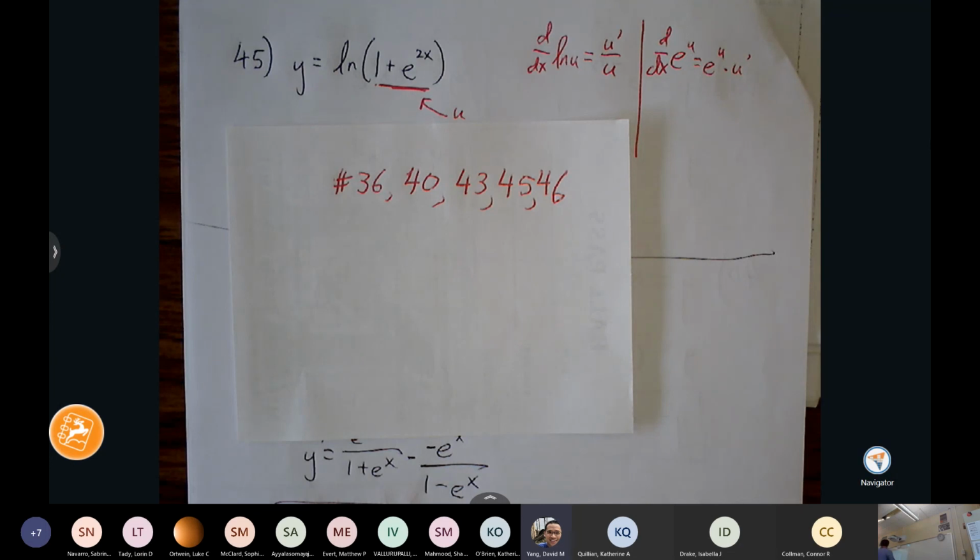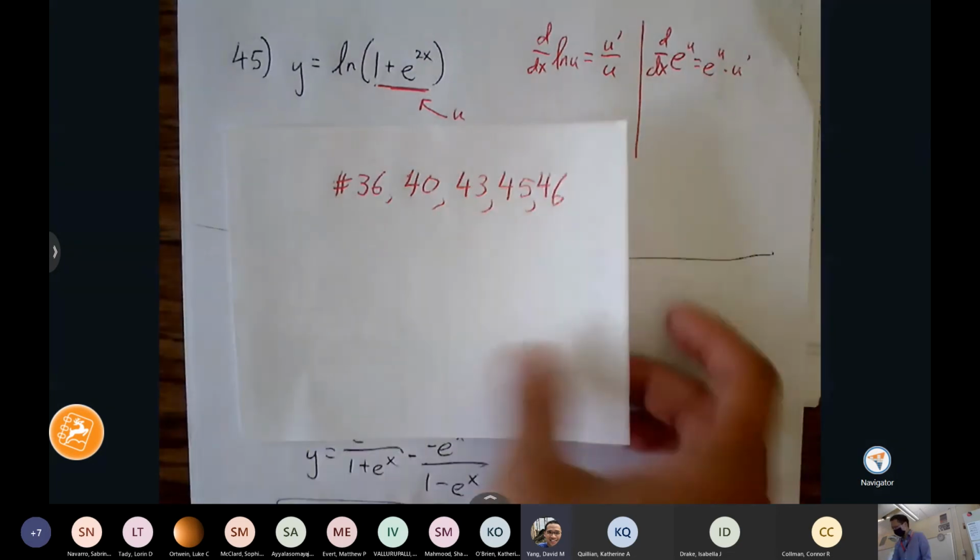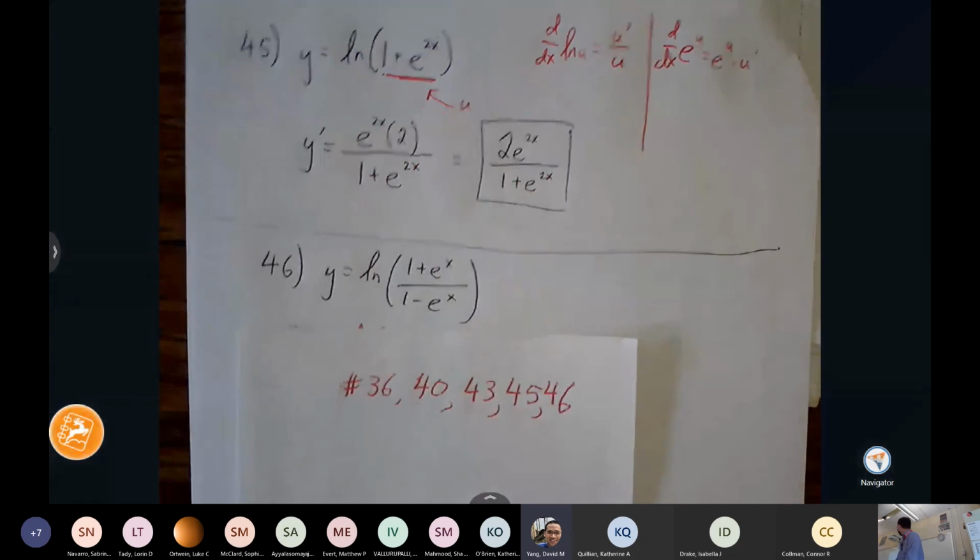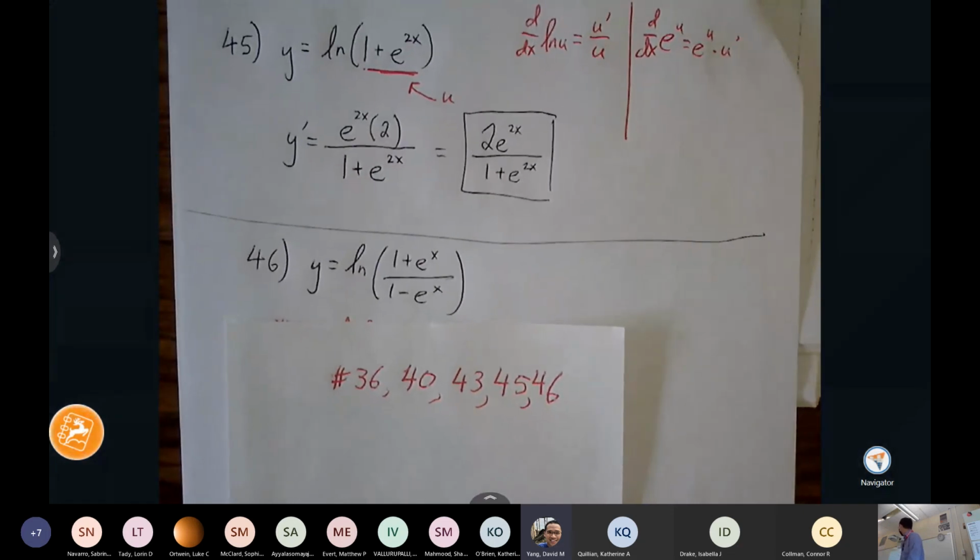Let's see, what's the derivative for e to the 2x? I think you're just missing that portion, right? E to the 2x. Okay. Check 45. Look at 46.